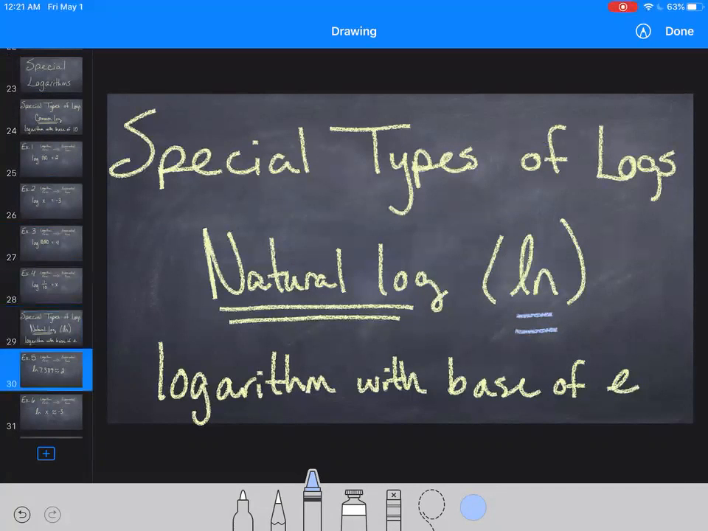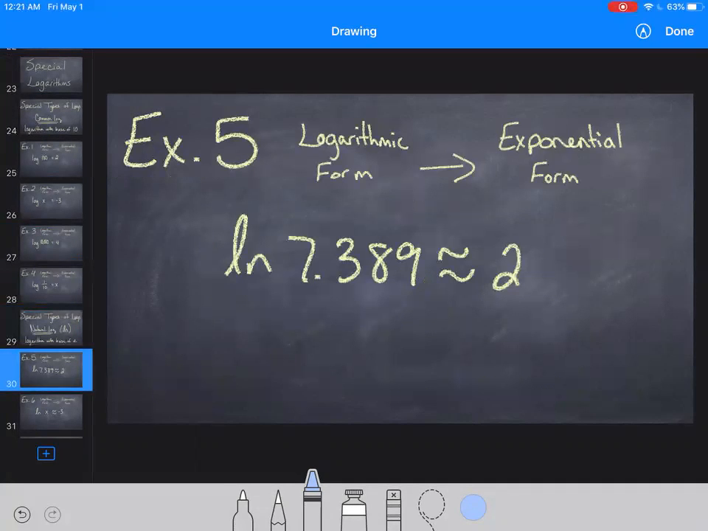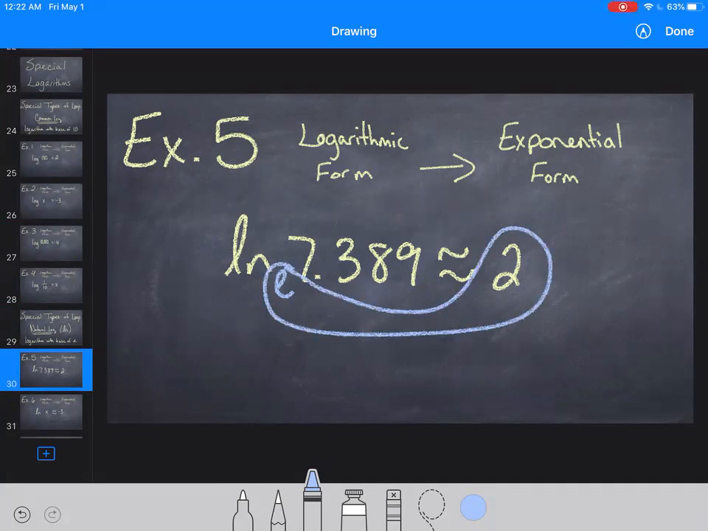Let's take a look at example 5. So if I had the natural log of 7.389 is approximately 2, what we would do is we would say anytime it's got the ln for natural log, it really has an imaginary base of e. And so now I can circle my base of e with my answer of 2, and I can say e to the second is approximately, that's what squiggly lines mean, approximately 7.389. And now I've rewritten it into its exponential form.